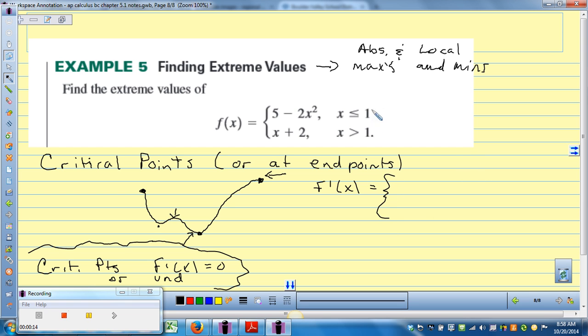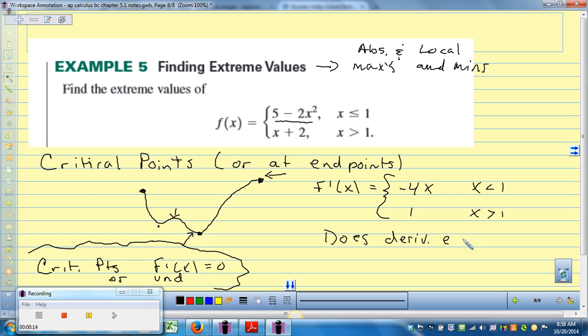Well, we need to figure out what's happening at x equals 1, but we can find the derivative when x is less than 1 and when x is greater than 1. So what is the derivative when x is less than 1? Negative 4x. And when x is greater than 1? 1. So, I asked you the question, does the derivative exist at x equals 1?